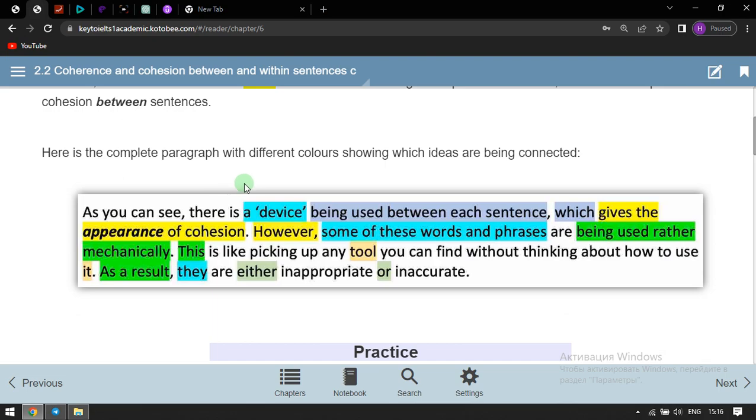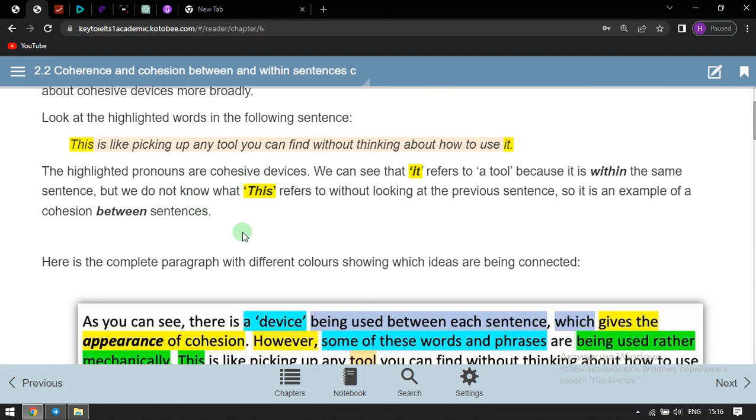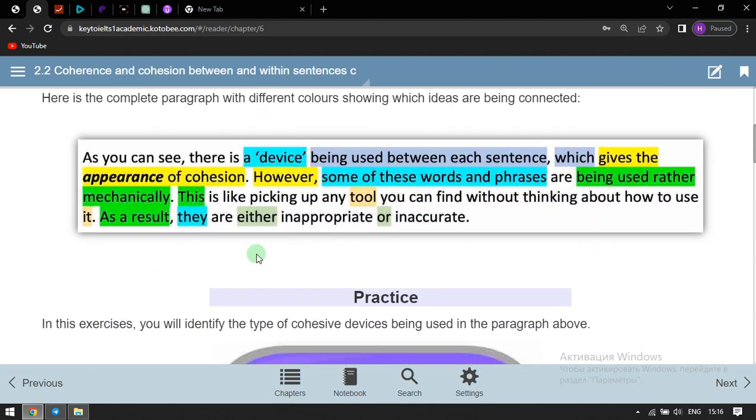Here is the complete paragraph with different colors showing which ideas are being connected. As you can see, there is a device being used between each sentence, which gives the appearance of cohesion. However, some of these words and phrases are being used rather mechanically. This is like picking up any tool you can find without thinking about how to use it. As a result, they are either inappropriate or inaccurate.